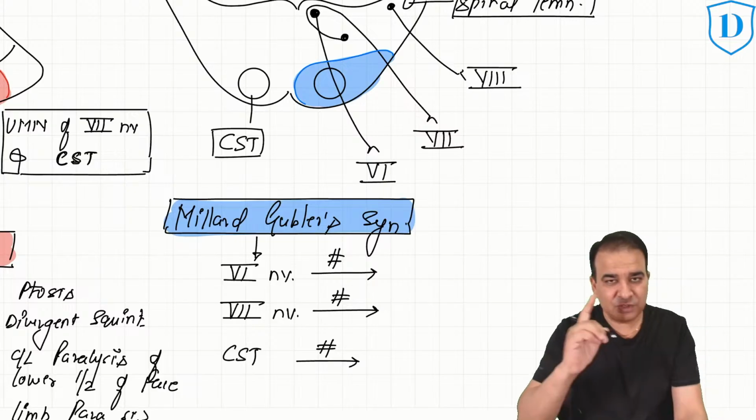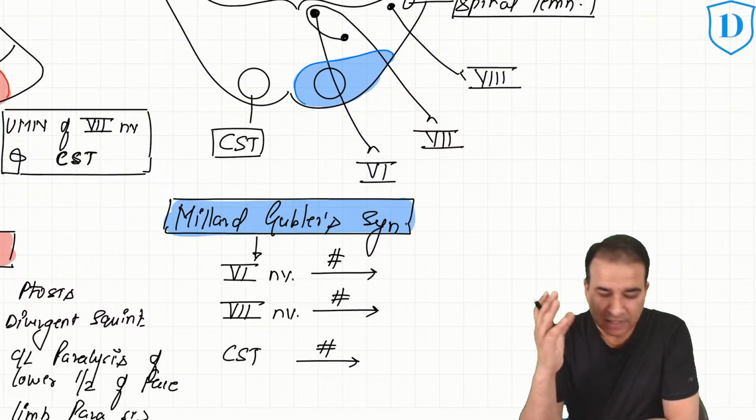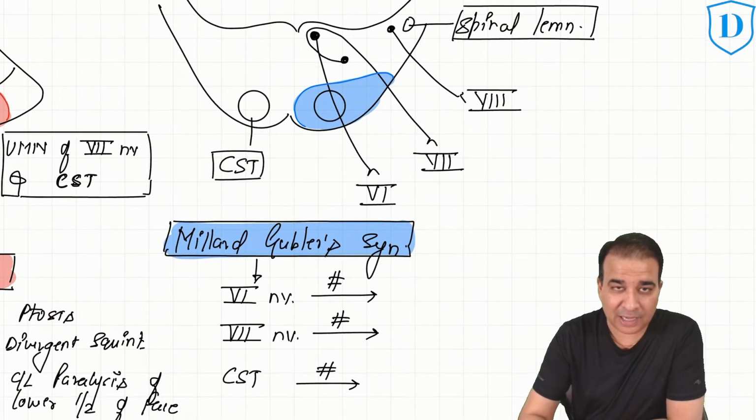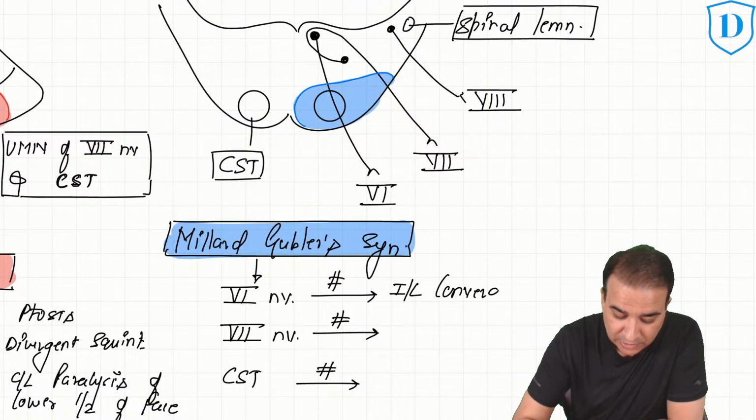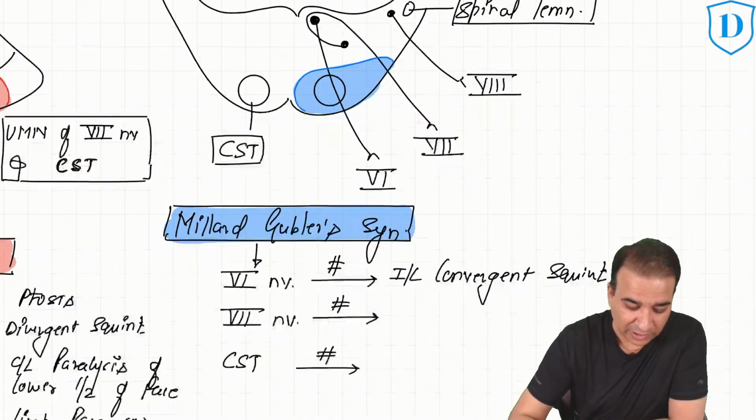Now look, if the sixth nerve is affected, which muscle is affected this time? Exactly, the lateral rectus muscle is gone. Now the lateral rectus will not work, so the eyeball will come into an adducted position. So there is an ipsilateral convergent squint. This time it is a convergent squint, guys, because the lateral rectus is not working.